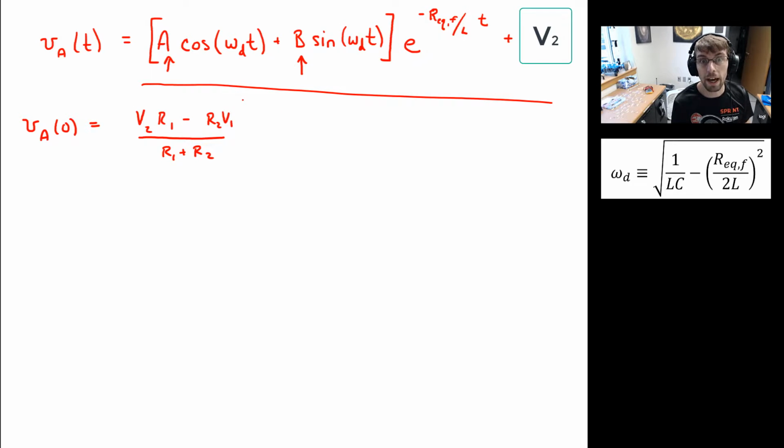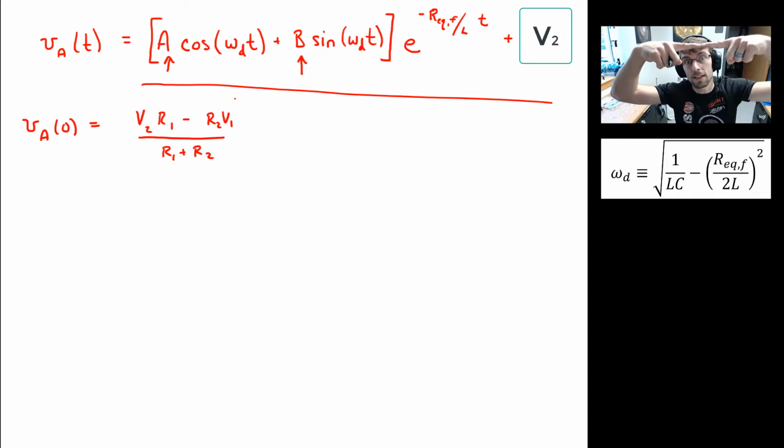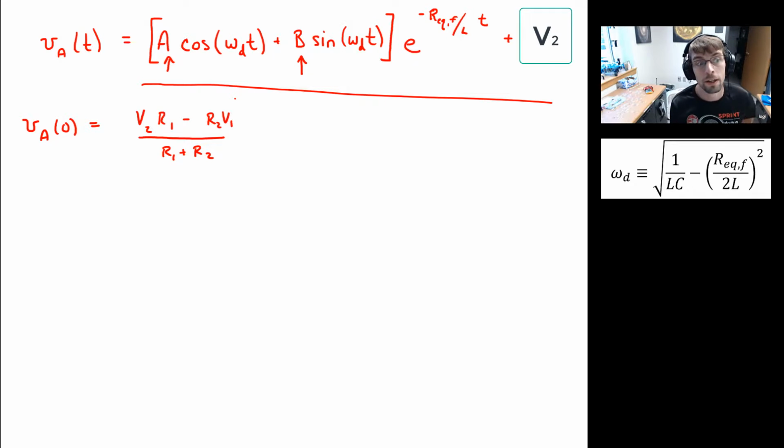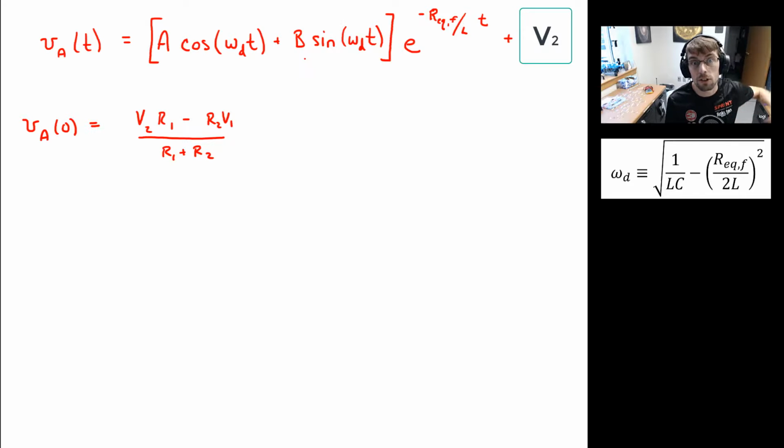And so they have to match. In other words, the function has to be continuous at time equals 0. That's essentially what we're doing here, making sure that our function for time less than 0 is continuous with our function for time greater than 0. And so what do we get? Well, we can substitute in 0 for all of the times that we see, which makes it nice, easier.